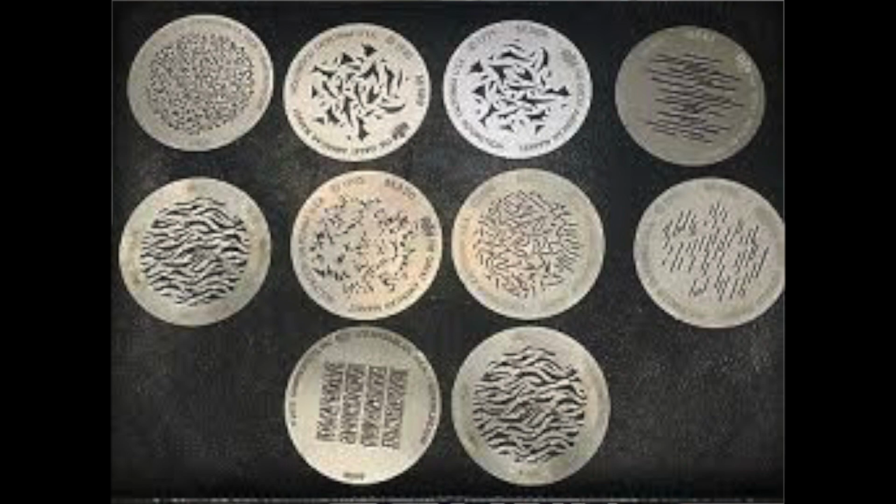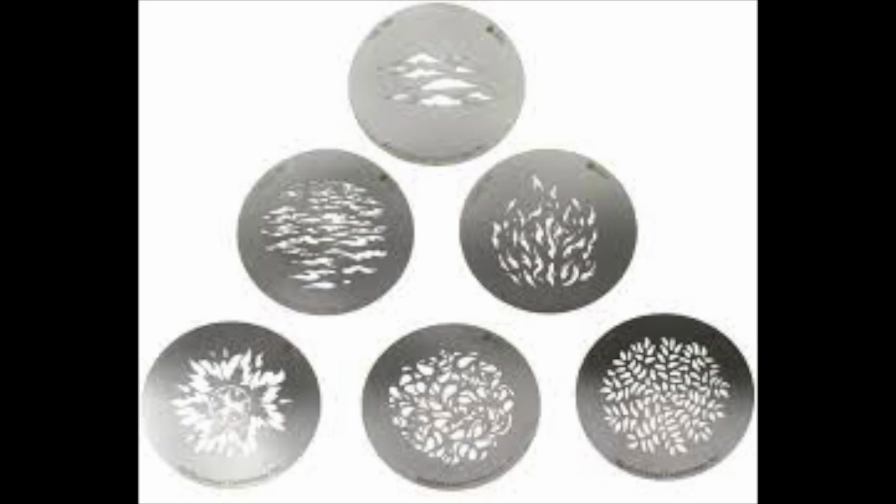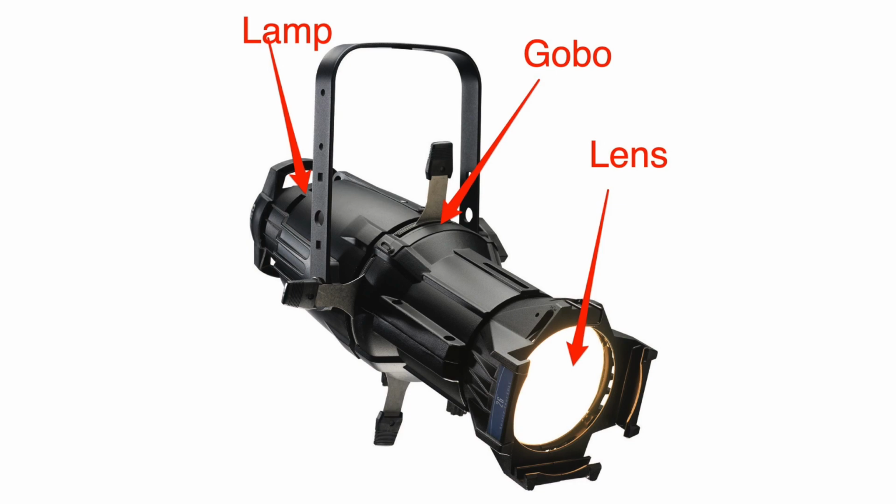What is a Gobo? A Gobo is a pattern that the lighting designer uses to help shape the light. The most common Gobos are made out of steel, so it's a thin piece of steel with a pattern etched into it. How does a Gobo work? The Gobo is placed inside the lighting instrument. The lamp at the back of the lighting instrument projects the light through the Gobo and out the lens at the front of the lighting instrument. Then the Gobo pattern is projected onto any surface area that the designer wants.